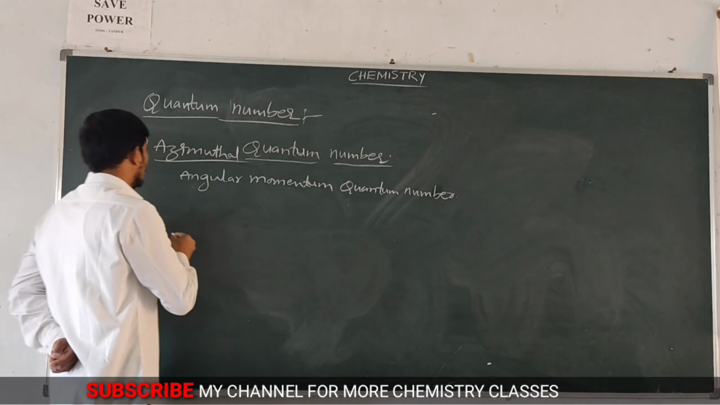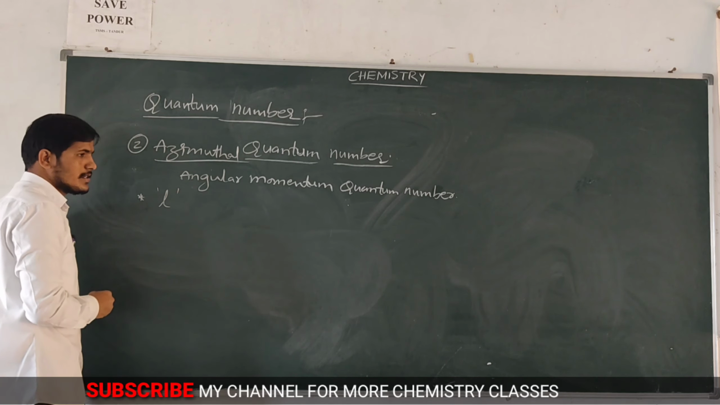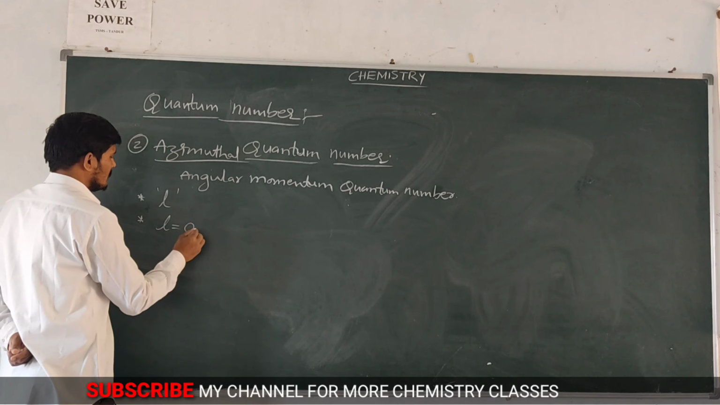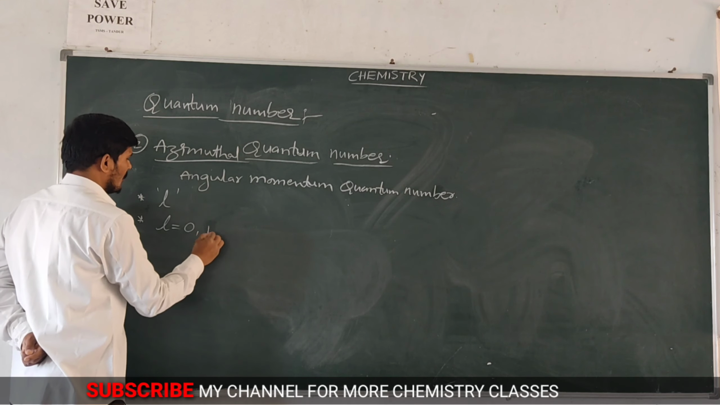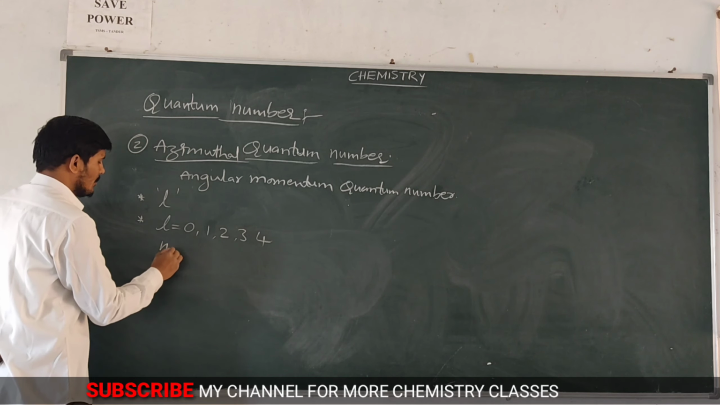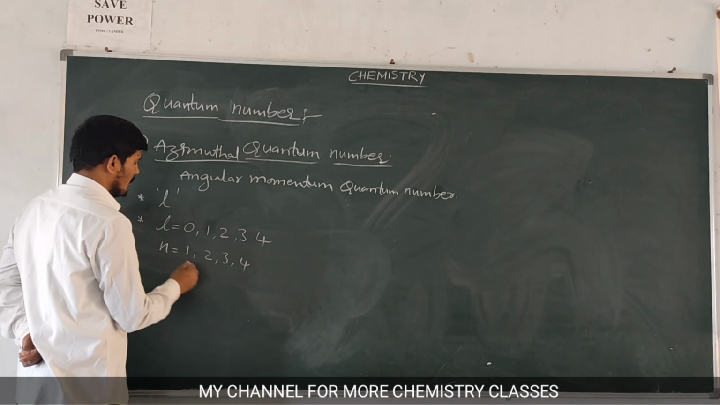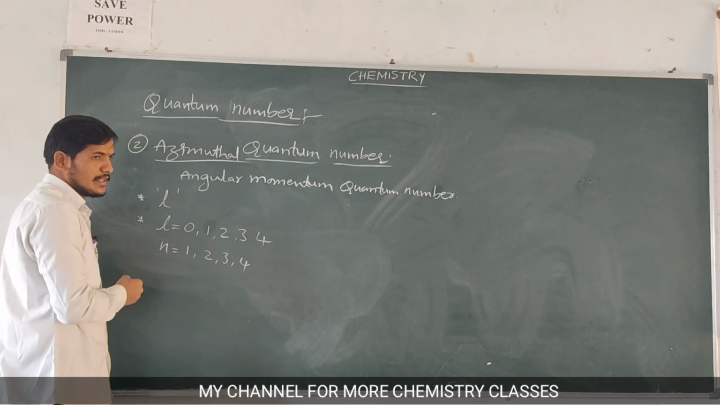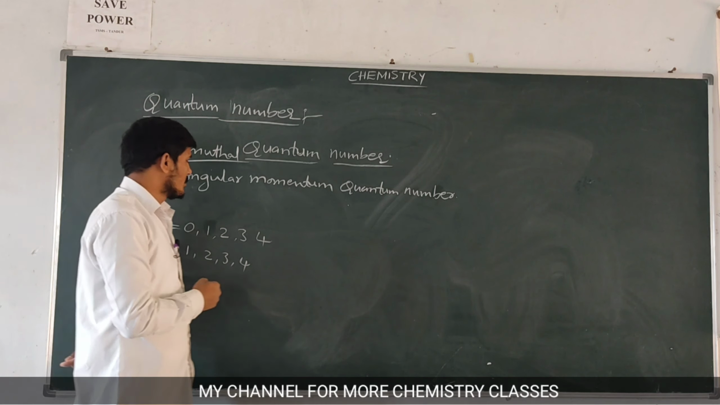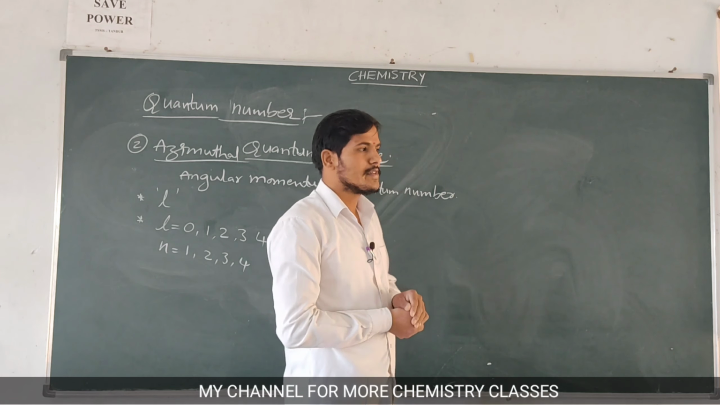It is denoted with a small l. L values will be taken as 0, 1, 2, 3, 4, like this. Here n values we will take as 1, 2, 3, 4, but L values will be taken from 0 onwards. It gives the information of subshells.